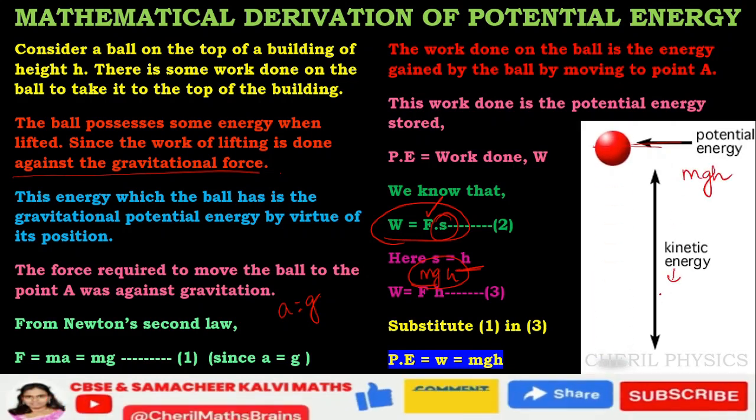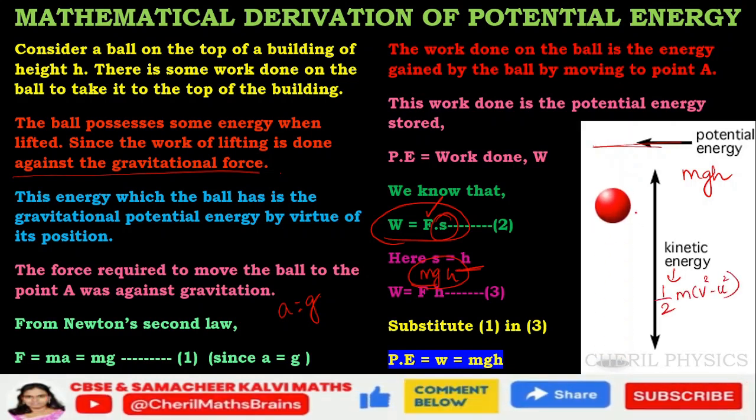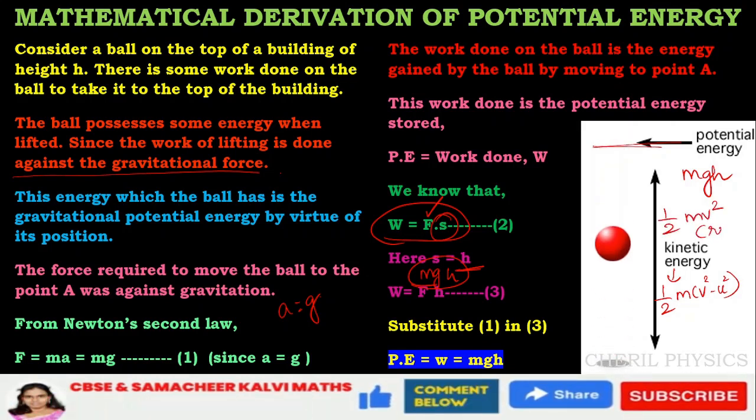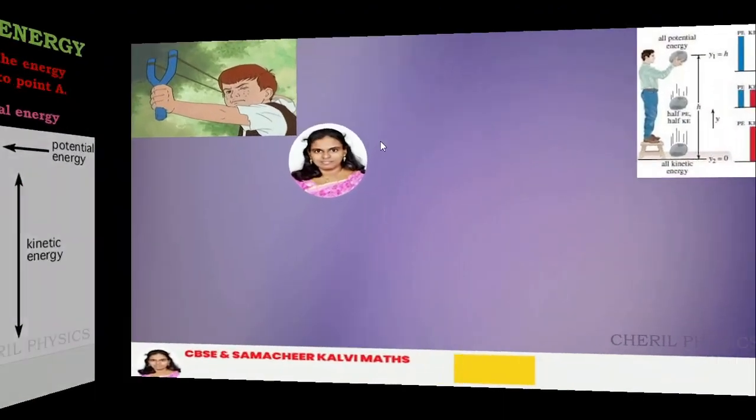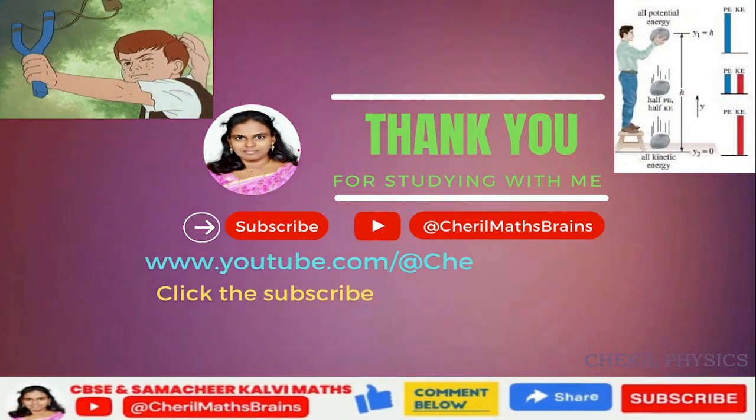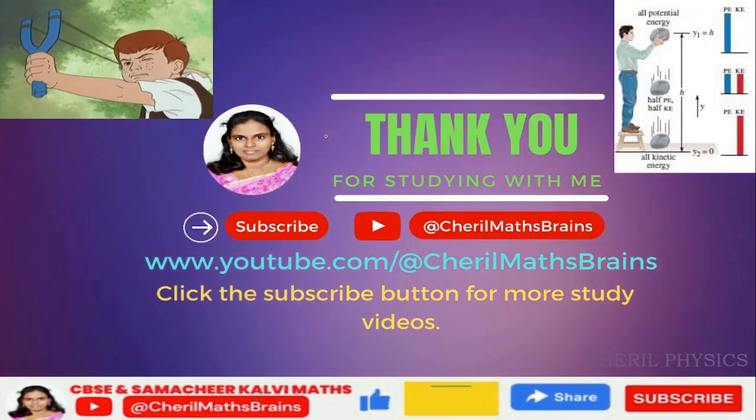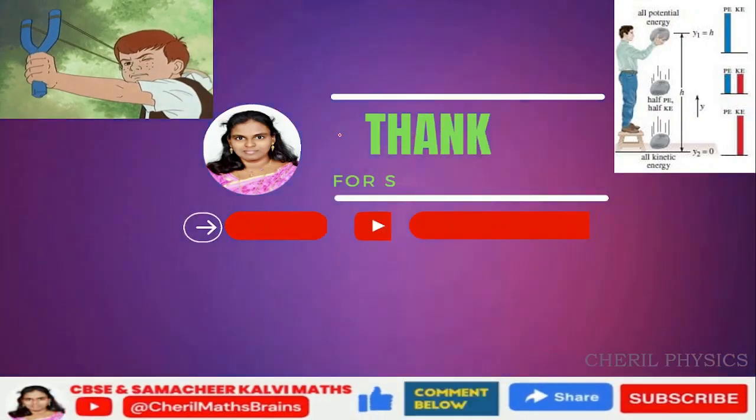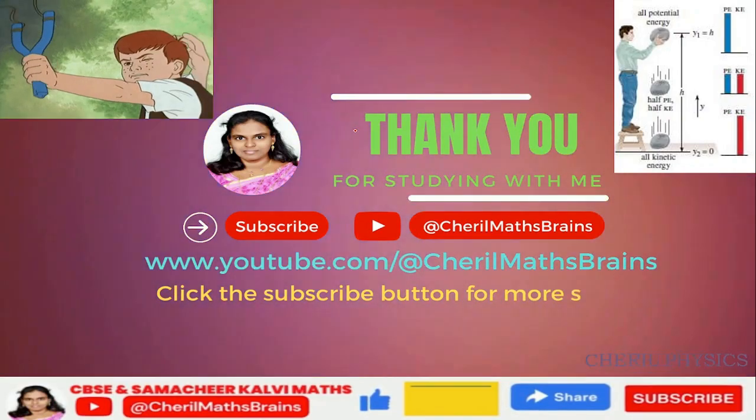For kinetic energy, it is going to be half m into (v square minus u square), or we can write it as half m v square for an object at rest. Is it clear, children? So with this we have discussed the mathematical derivation of potential energy and kinetic energy. Hope you have understood this, children. If you have any doubts in the concepts of energy, work, potential energy and kinetic energy, please go through the previous 4 parts from this playlist.